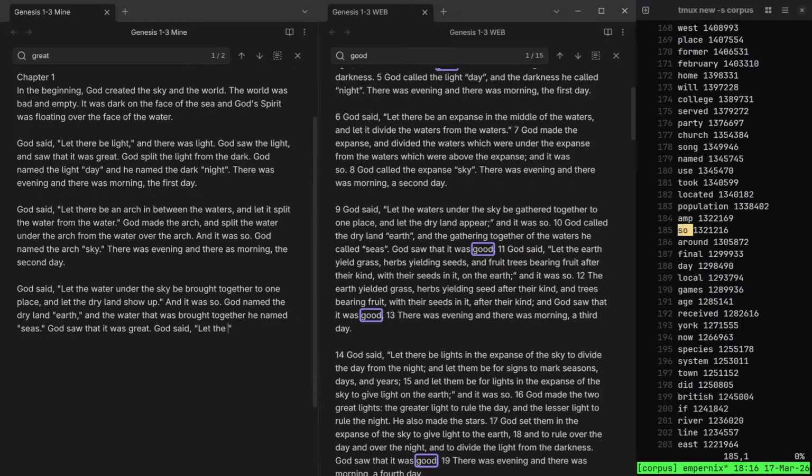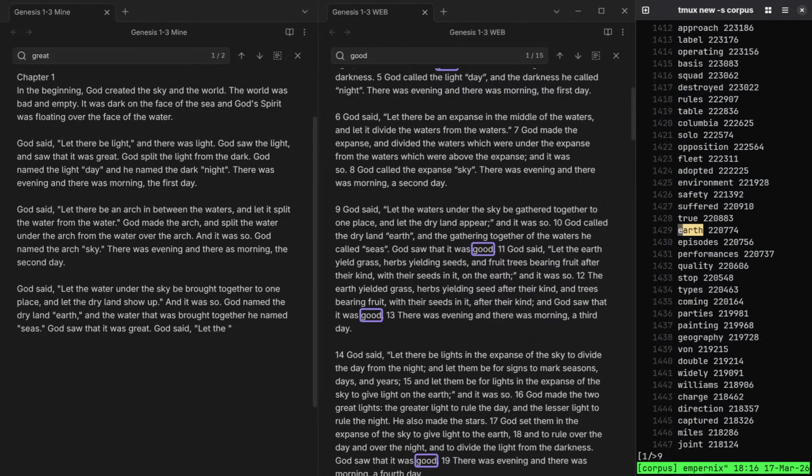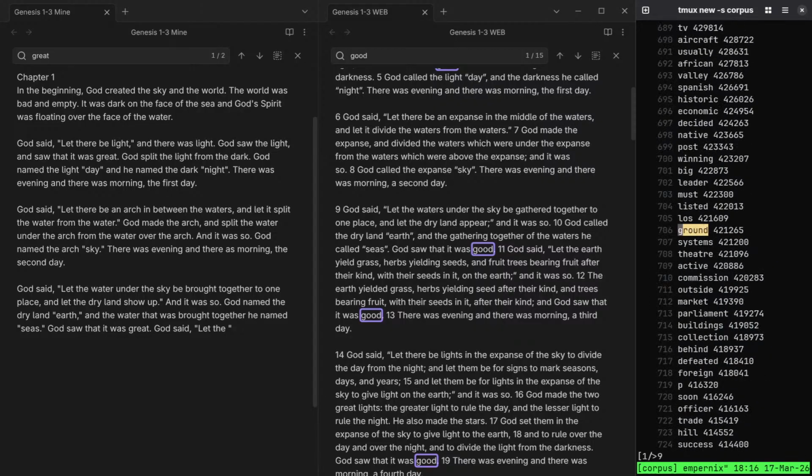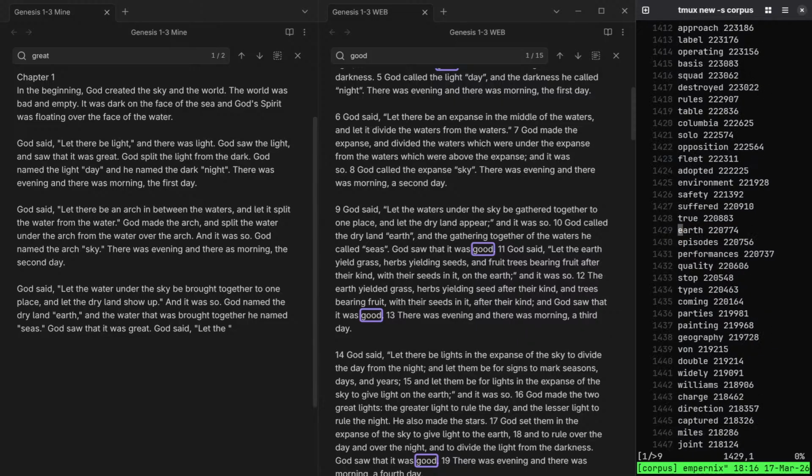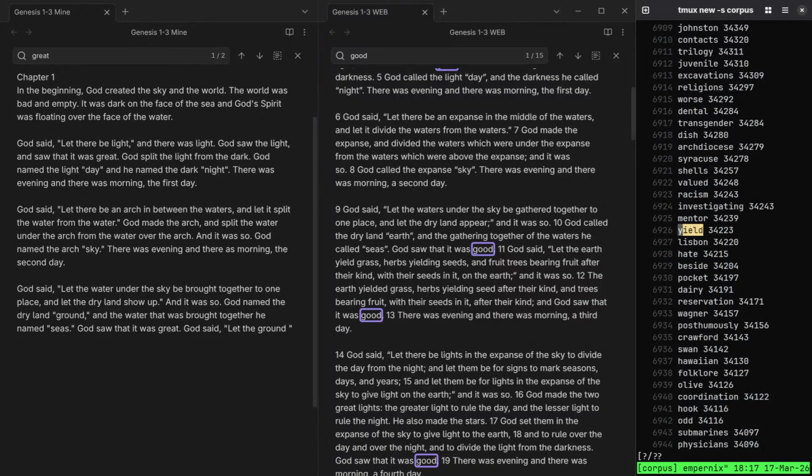See now, it's earth, right? Is he going to call it earth or is he going to call it ground? 1429. He's going to call it ground. He called the dry land ground. Let the ground... I mean, ground makes so much more sense at this age. What the heck is earth? Let the ground yield. Okay, well, we're going to go ahead and look at yield.